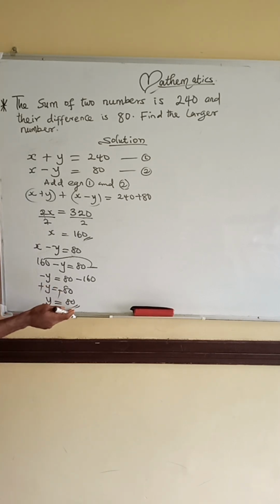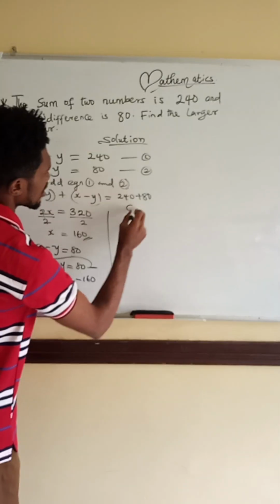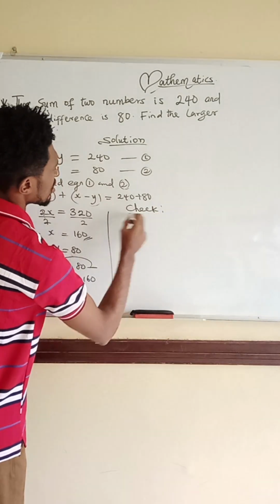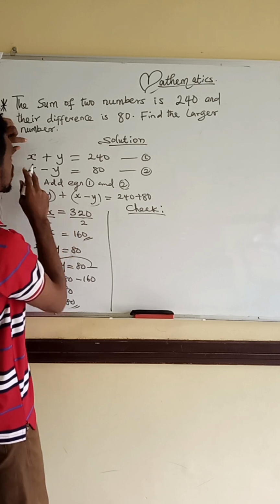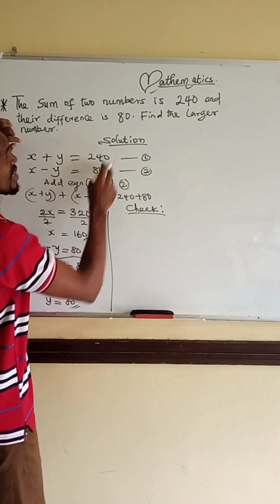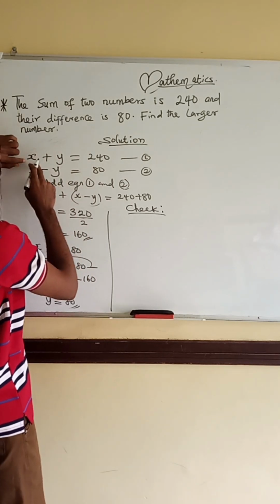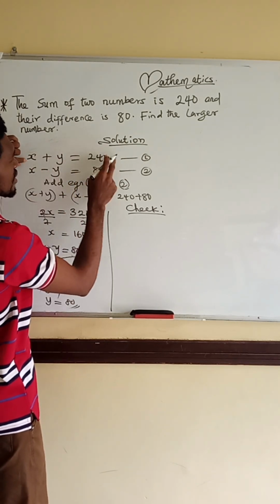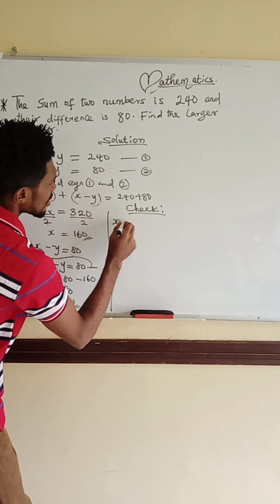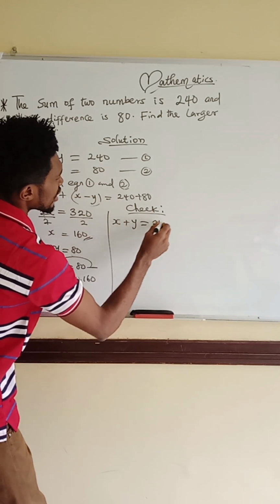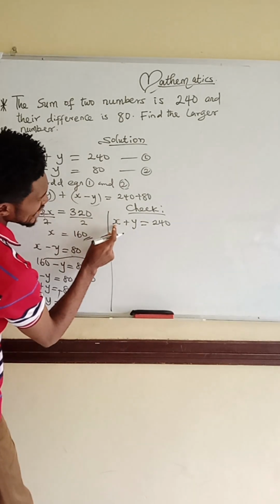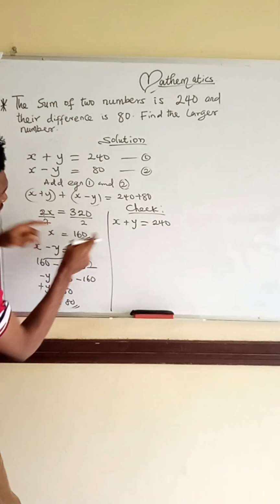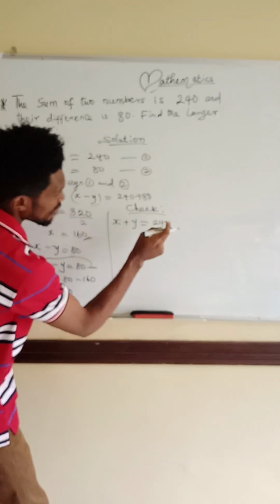So our y is 80, our x is 160. Now let's check if we're correct. Let's use equation 1. We can't use equation 2 because the difference has been given to us already. We're checking if this is correct. So we have x plus y is equal to 240. If we add these two values together, it must give us this.